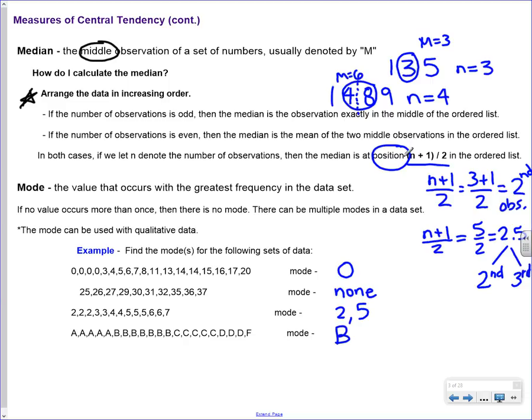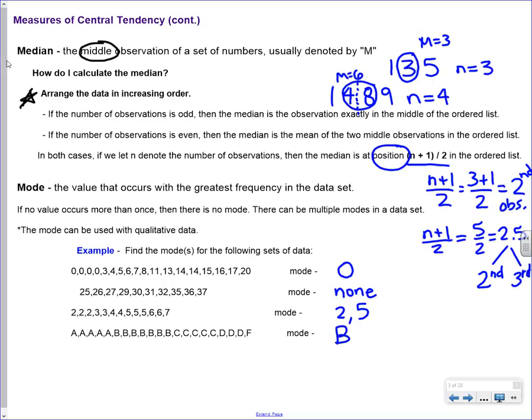So realize that this formula doesn't tell you what the median is, okay? It just tells you which observation in your list of data is the median. Okay, so that's a little tricky about this formula because we're usually used to our formulas giving us the answer, right? But this formula actually just tells us where to find the median, okay?